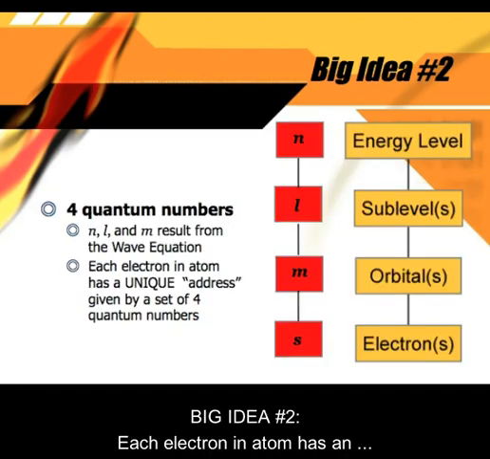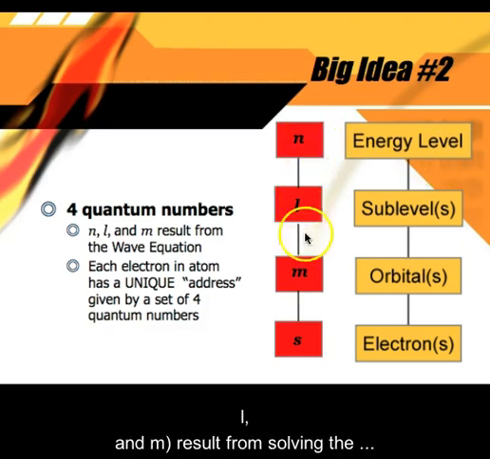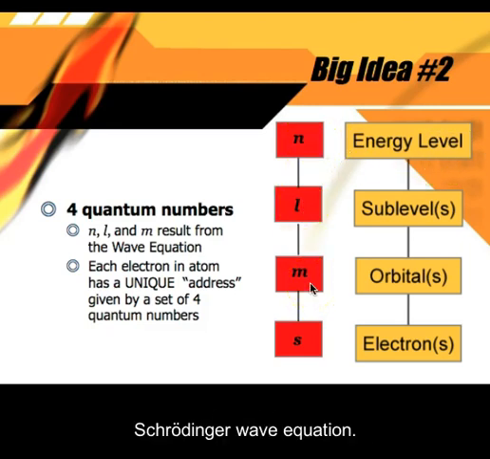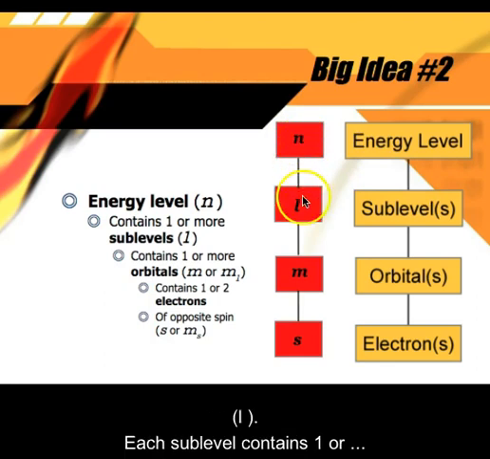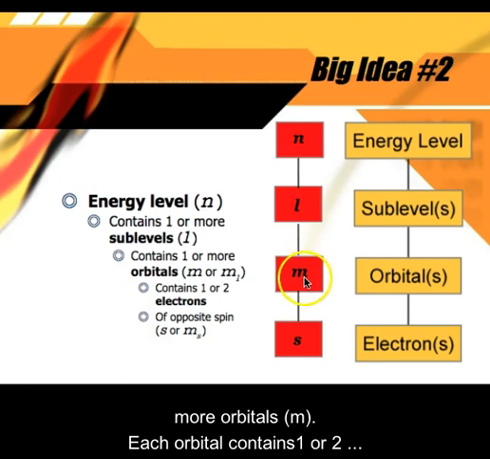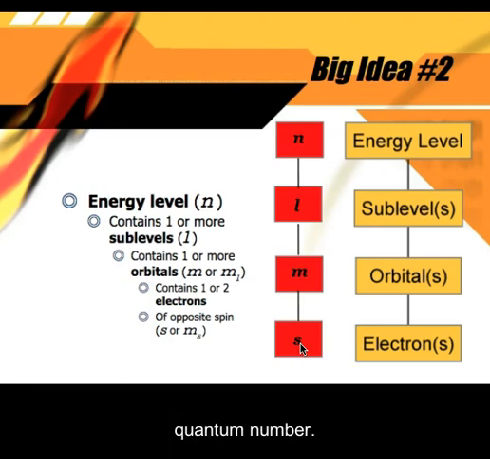Big idea number 2. Each electron in an atom has an address given by a set of 4 quantum numbers. 3 of the numbers, n, l, and m, result from solving the Schrödinger wave equation. Each energy level n contains 1 or more sublevels l. Each sublevel l contains 1 or more orbitals m. Each orbital m contains 1 or 2 electrons of opposite spin. Spin is given by the s quantum number.